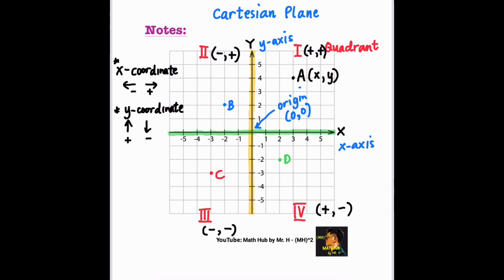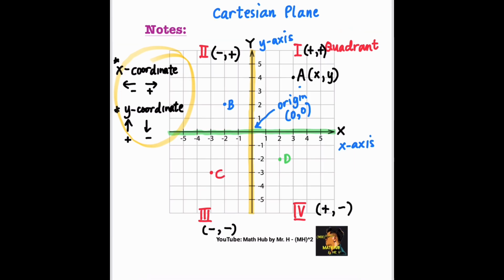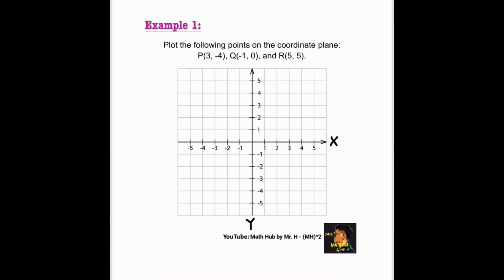Alright, so basically if you want to identify the coordinates of every point, you just need to count the units from the origin, following these 2 directions for the x-coordinate and the y-coordinate. All right, so to further understand this, let's take a look at the first example. Plot the following points on the coordinate plane. So we were given point P with coordinates (3, -4), point Q with coordinates (-1, 0), and point R with coordinates (5, 5).